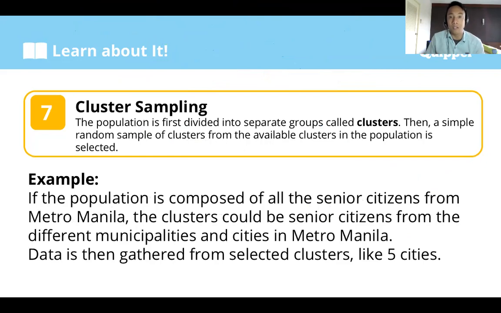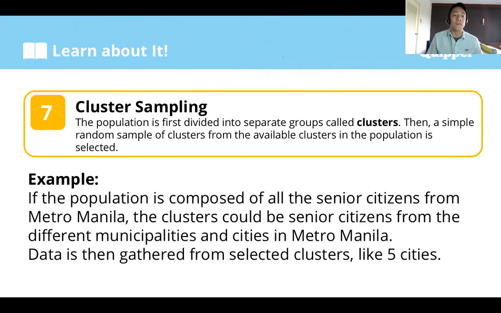Next one, the cluster. In cluster sampling, the population is first divided into separate groups called clusters. Then a simple random sample of clusters from the available clusters in the population is selected. So what are those clusters? Kung kanina stratified is about subgroups, yung cluster naman is also subgroups but in a different way.